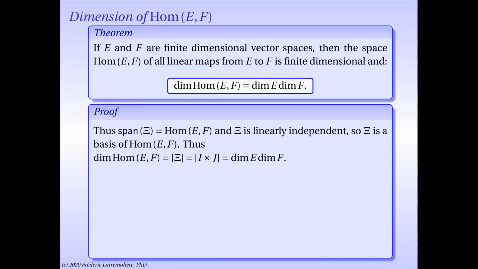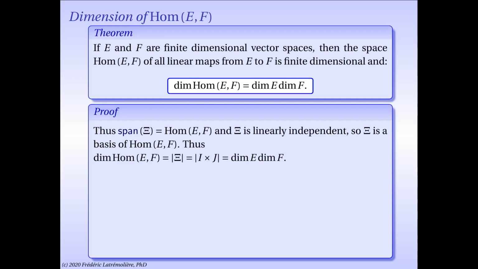First, note that we recover the result that the dimension of the dual of E is equal to the dimension of E for E a finite dimensional vector space by applying this formula to the special case where F is a scalar field, and thus the dimension of F is 1.